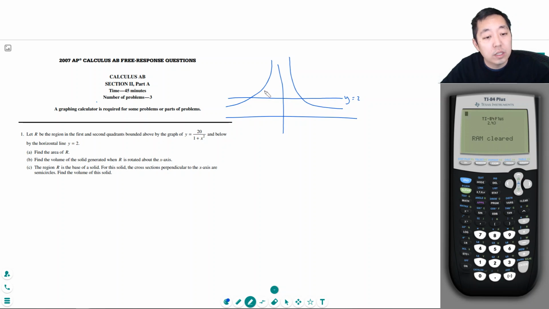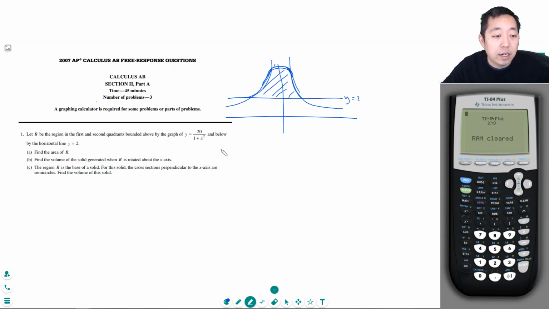What does it do? Does it ever go? Actually, it probably goes like this. Yeah. Probably has a little cap here. So we're talking about this region right here. So find the area of R.